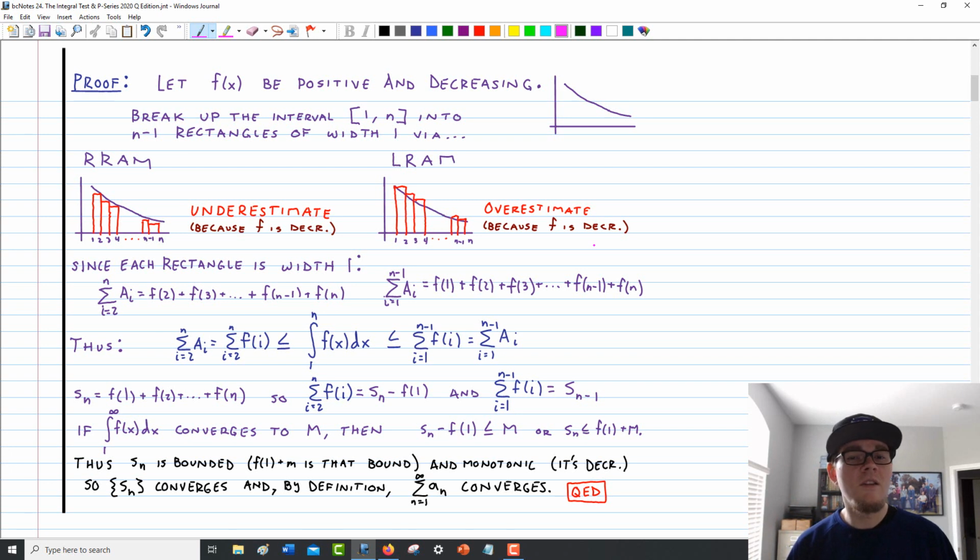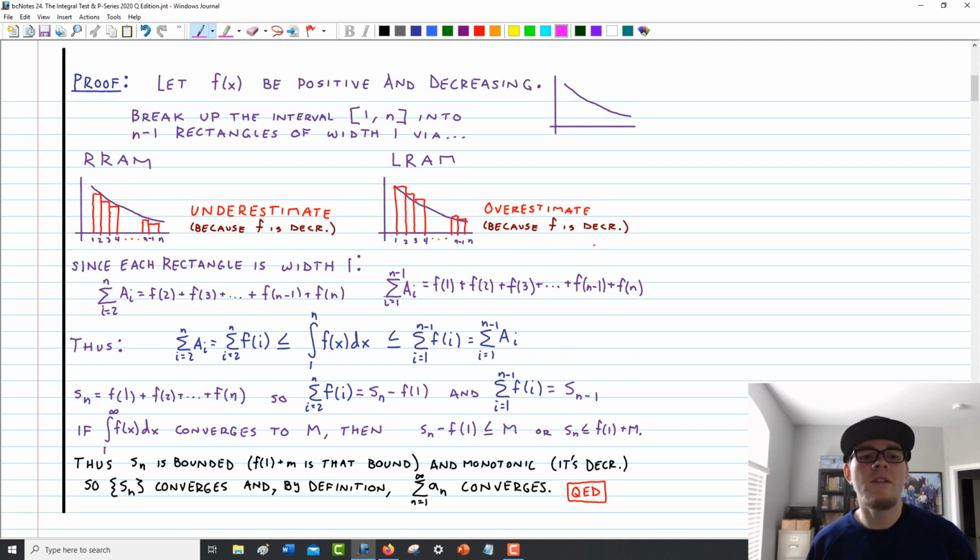But basically, it turns out that the way you can prove the integral test is simply by using LRAM or RRAM and just arranging things in just the perfect way. So just to give you a quick rundown, I'm not going to go into this in depth, and obviously you won't be assessed on the proof of the integral test. Maybe if you take real analysis someday in the future, but definitely not here.